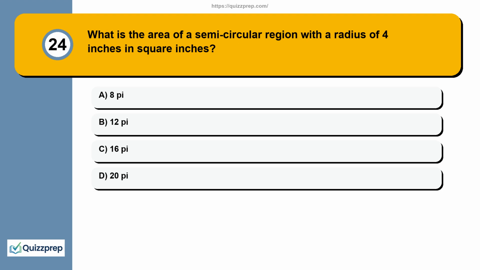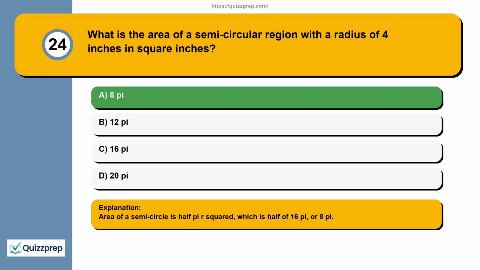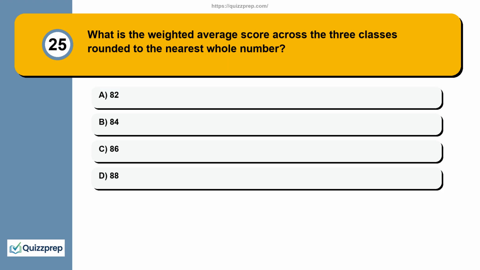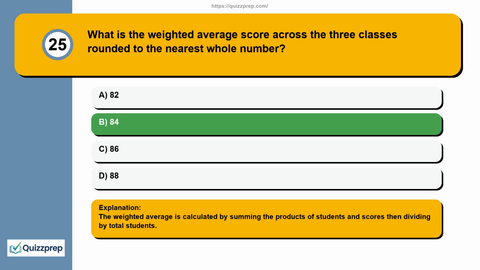Question 24. What is the area of a semicircular region with a radius of 4 inches in square inches? 8 pi, 12 pi, 16 pi, 20 pi. Area of a semicircle is half pi r squared, which is half of 16 pi, or 8 pi. Question 25. What is the weighted average score across the 3 classes rounded to the nearest whole number? 82, 84, 86, 88. The weighted average is calculated by summing the products of students and scores, then dividing by total students.